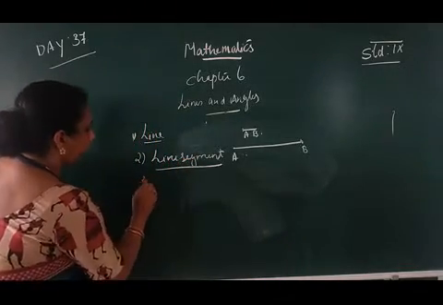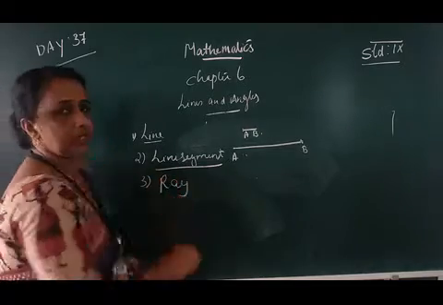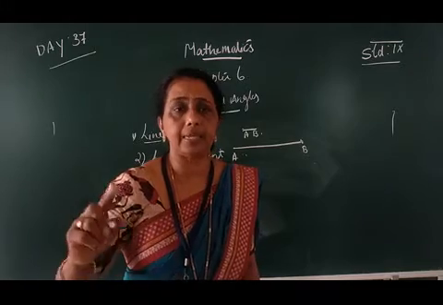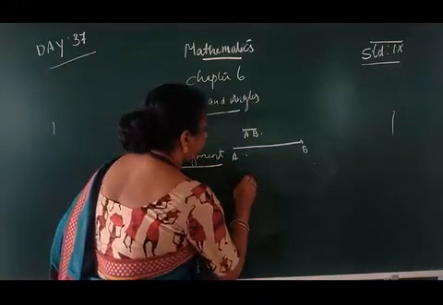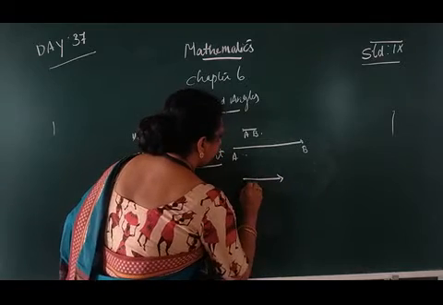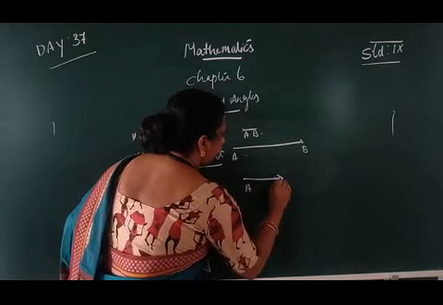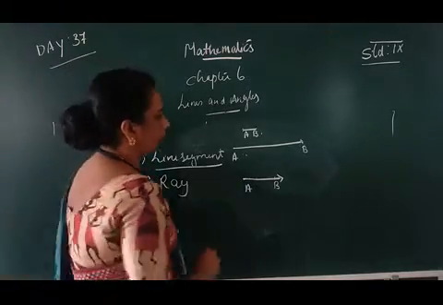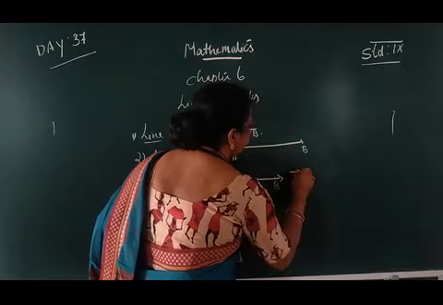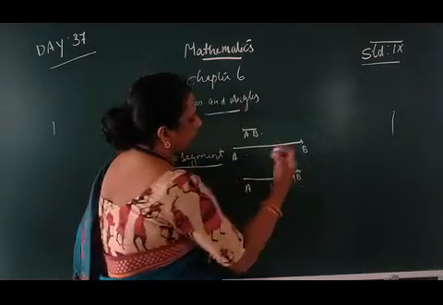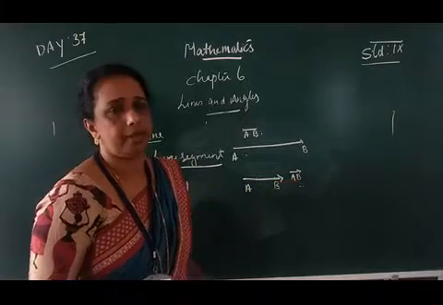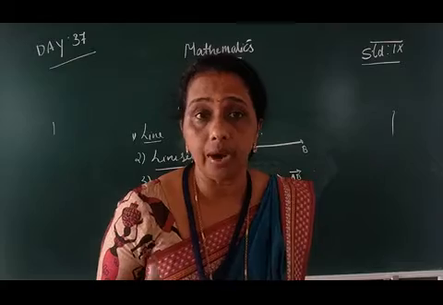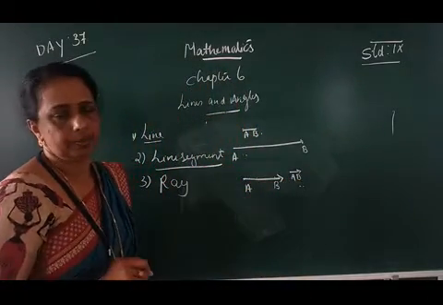Next, the third one, ray. A ray is also a part of a line, and a ray has only one end point and the other side extends infinitely. This way we can represent a ray. Ray AB. A ray has only one end point. It is represented by this symbol with AB. We read it as ray AB. A ray is also a part of a line. A ray has only one end point.